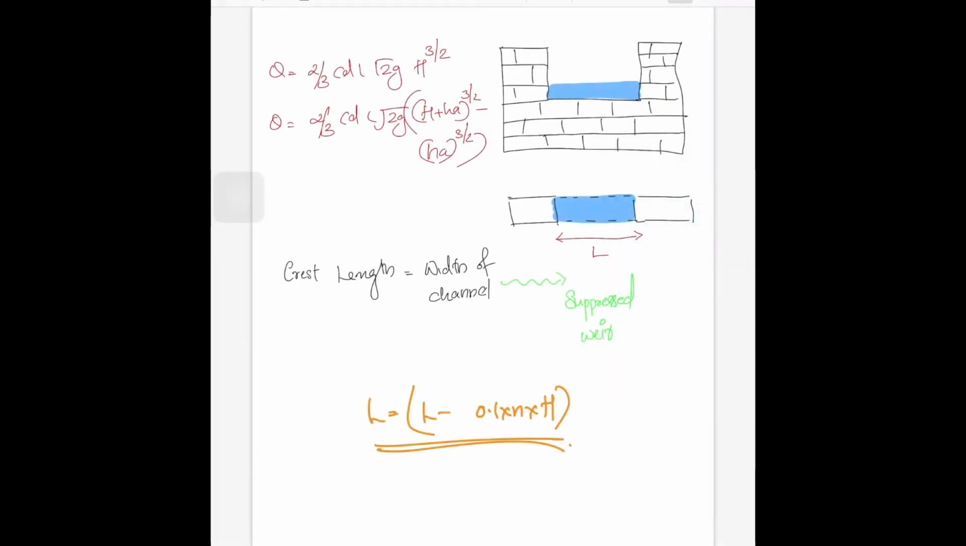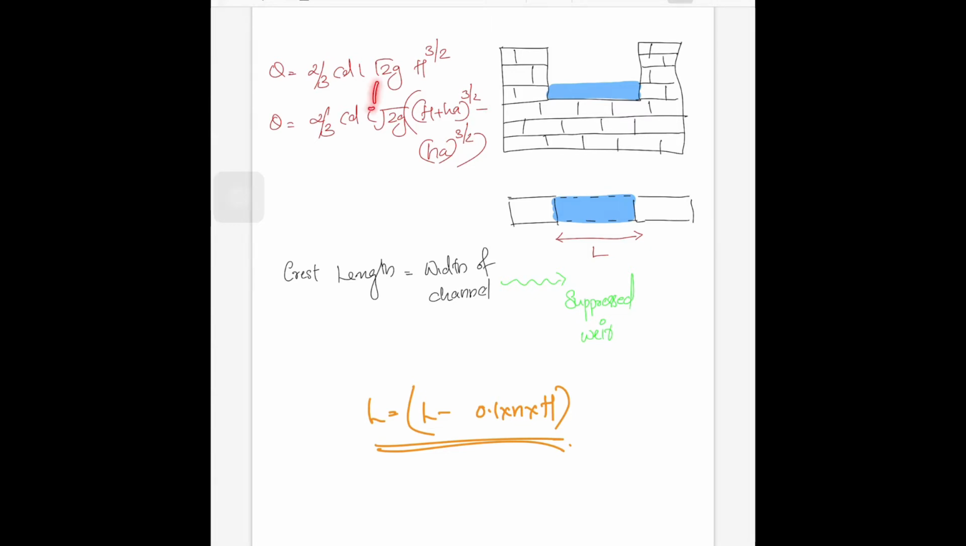Hello friends. So I'm making this video to clarify some of the doubts you guys expressed regarding end contraction. I hope you all remember these two equations for rectangular weir. This is the equation of discharge, 2 by 3 C_d L root 2g H raised to 3 by 2, which happens to be the basic equation. And this is the equation of a rectangular weir when we are considering the concept of velocity of approach.